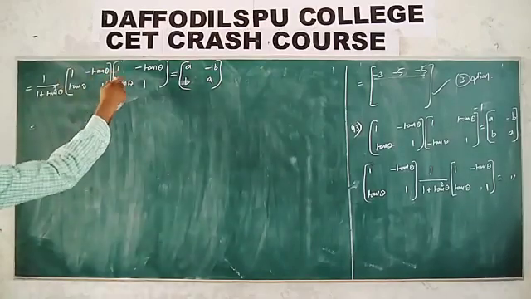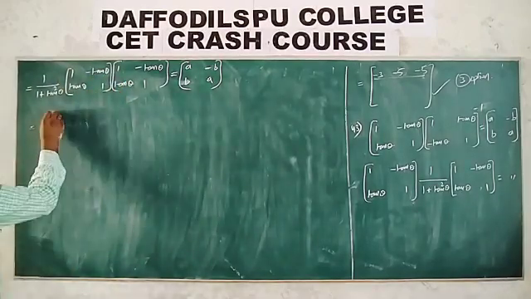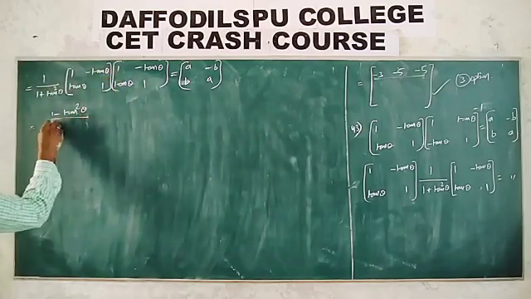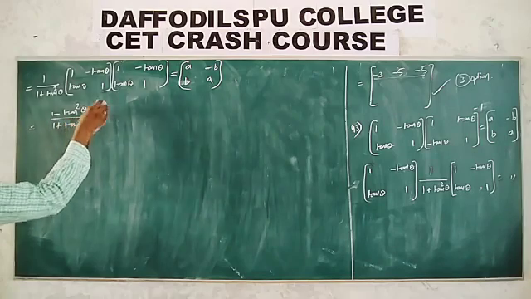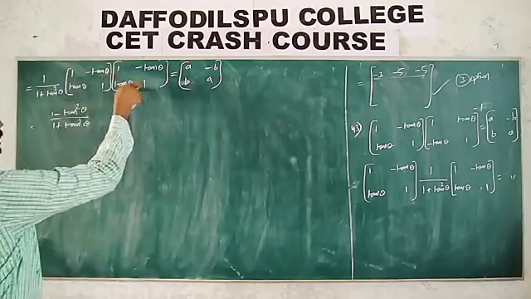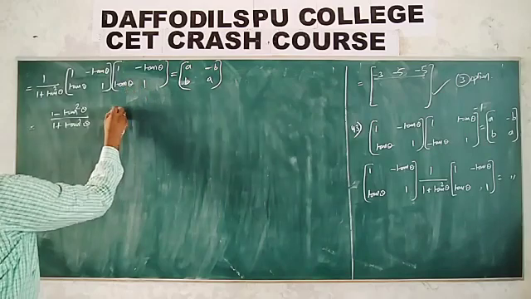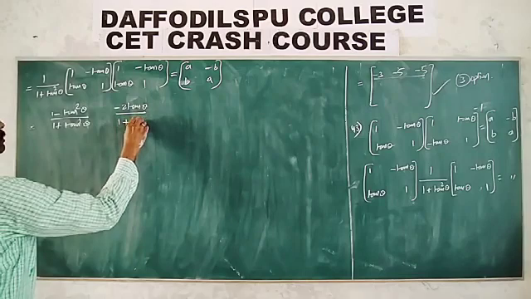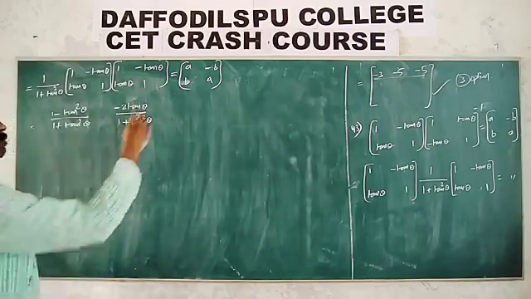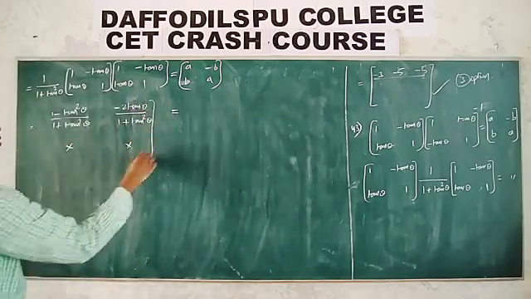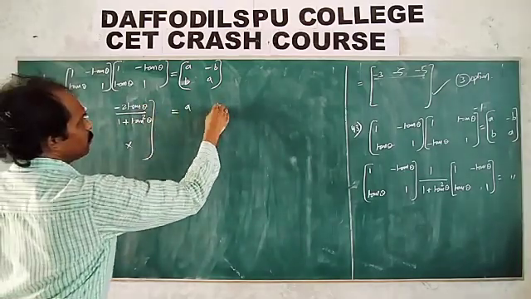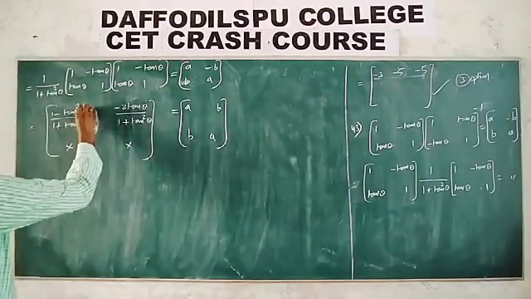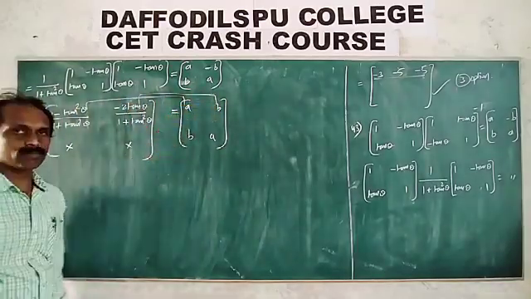Multiplying: first row, first column is 1 minus tan square theta, divided by the determinant. Next, first row, second column is minus 2 tan theta divided by 1 plus tan square theta. The elements are of the form A, minus B, B, A. We want the values of A and B, so no need for the rest; just compare with this one.